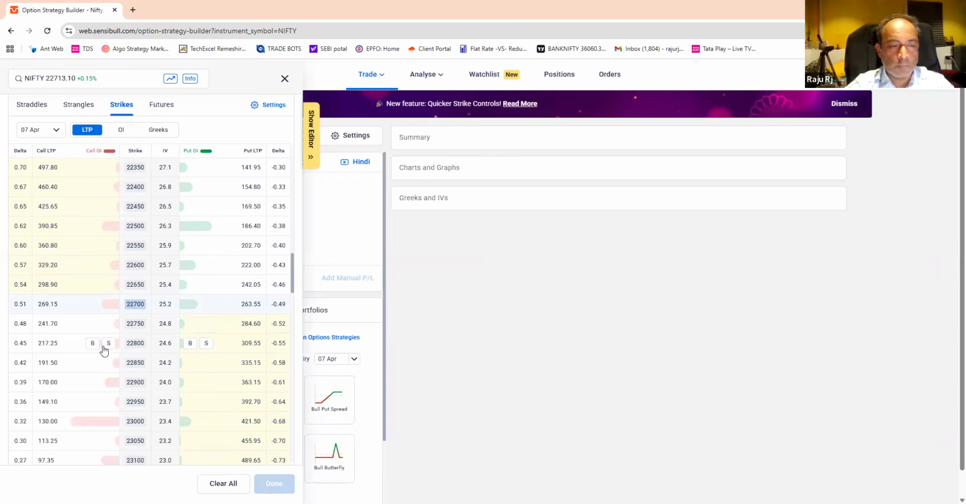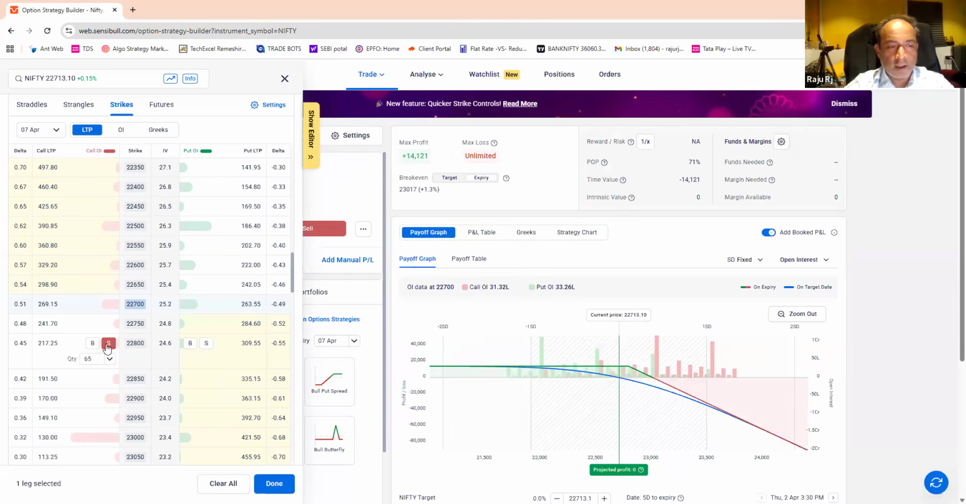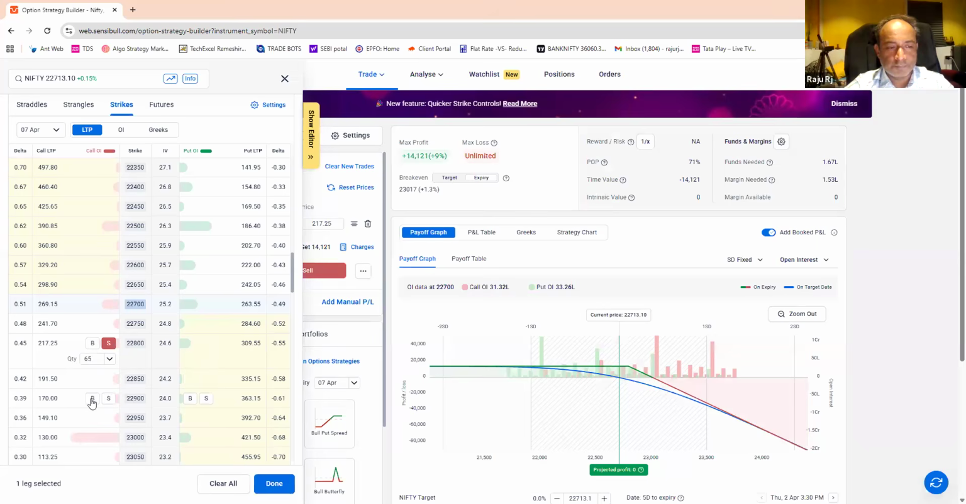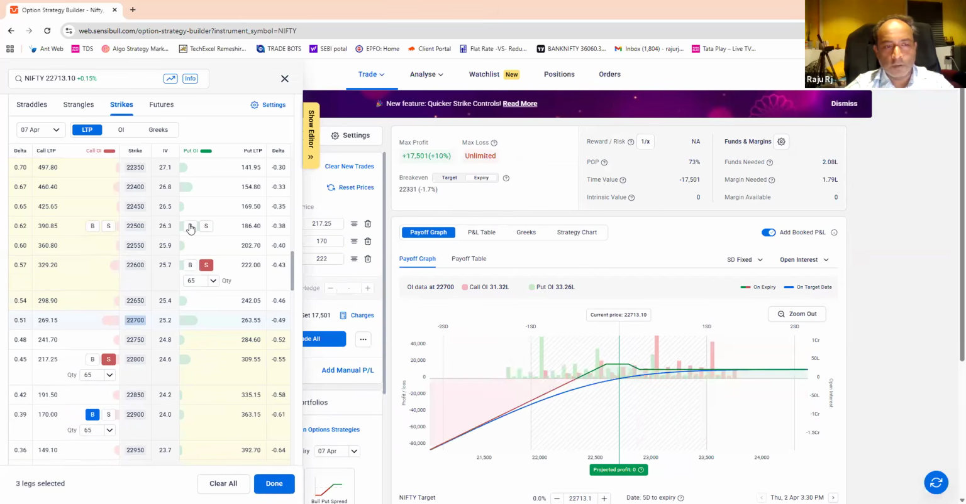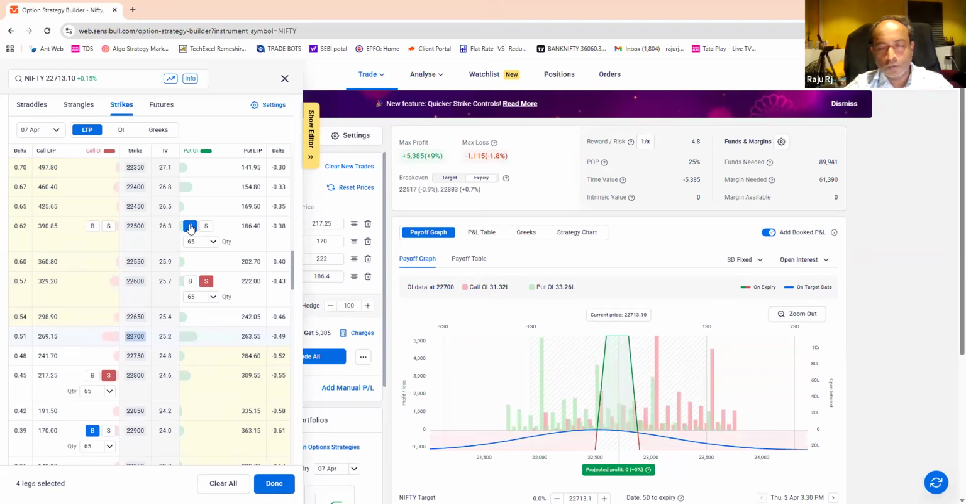So we have to sell OTM call and buy OTM call. And here sell OTM put and buy OTM put. This is called an iron condor. You can see here the risk is only 1,000 rupees and the reward is 5,000 rupees. Nifty has to close between plus or minus 1%, then you will make good profit here.